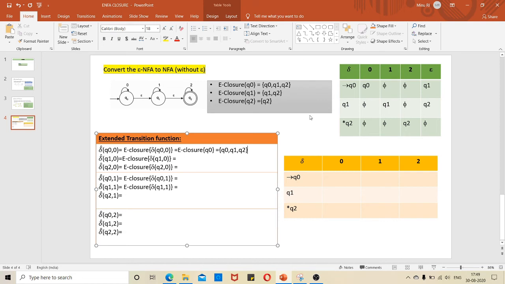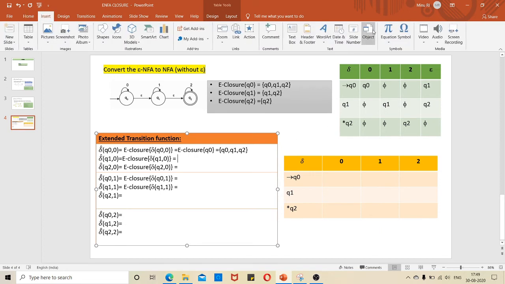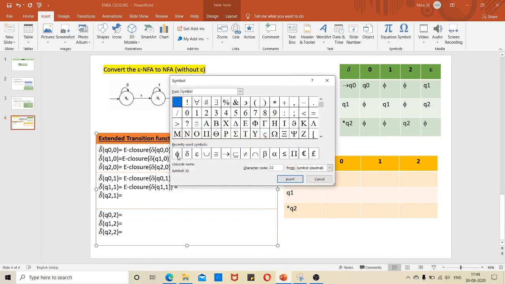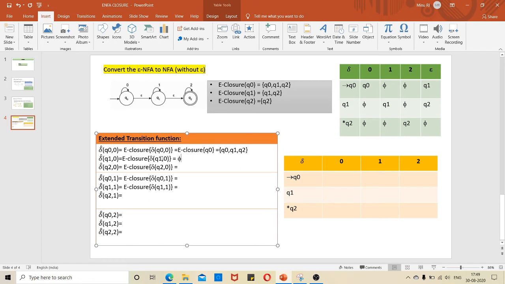Likewise, in Q1 state, when the input is 0, it is phi. If you're finding phi for anything, it's always going to be phi only, the empty state only. So we just put the empty state over there. We don't want to waste our time because in Q1 it is phi, and epsilon closure of phi is always going to be phi. Likewise, in Q2, when it is 0, it's going to be phi. So we just put phi over there.